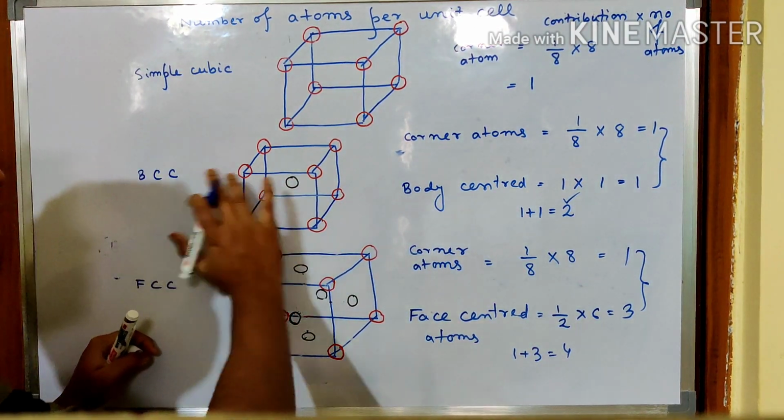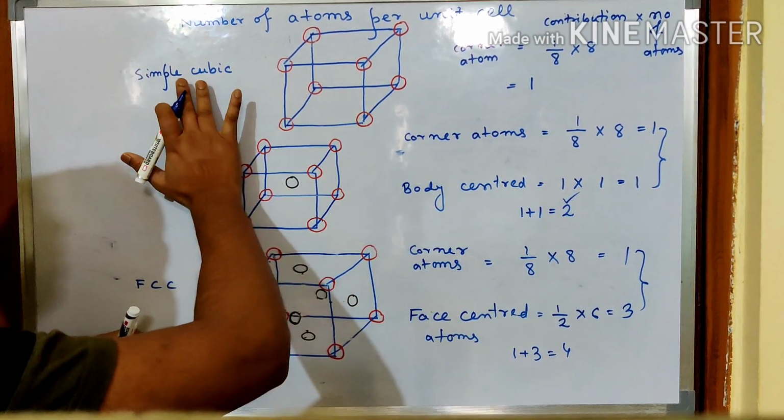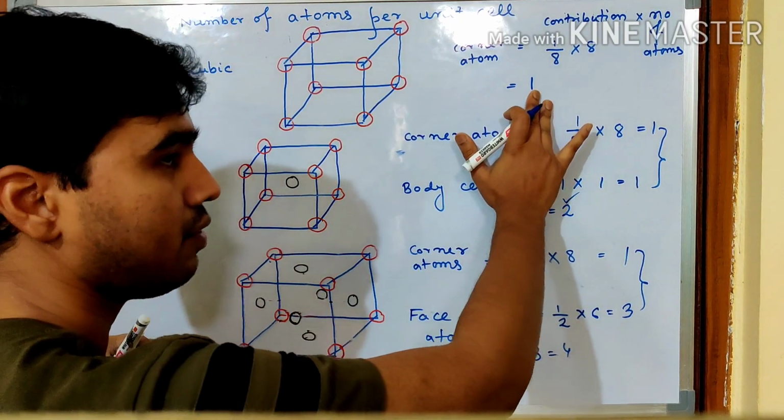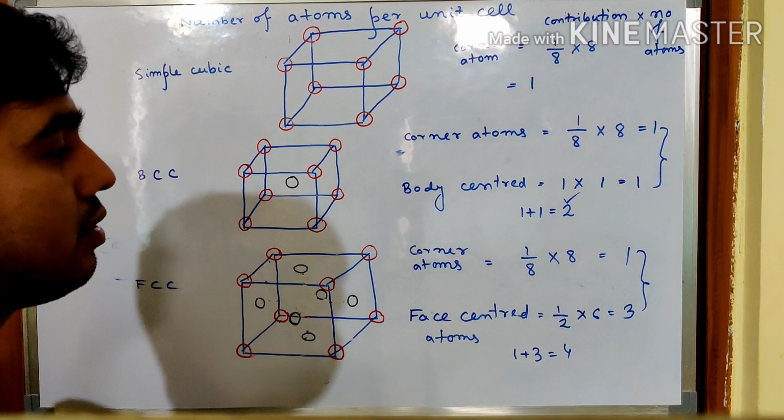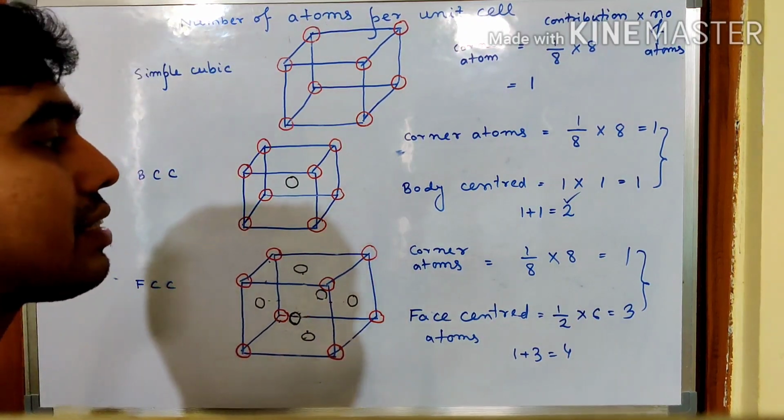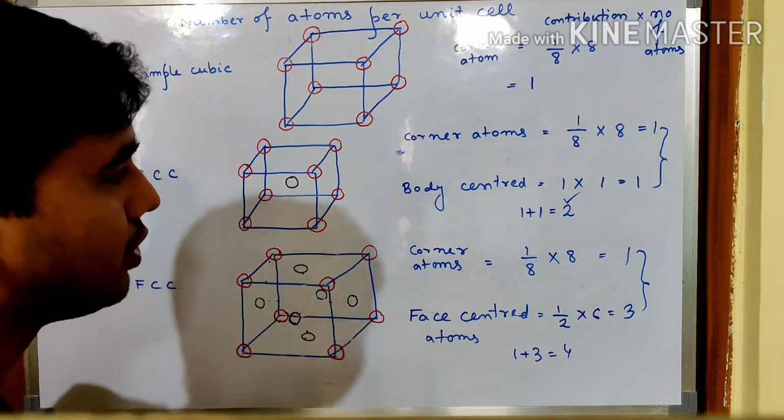So in face centered, there are 4 atoms effectively within, in body centered there are 2 atoms effectively within, and in simple cube there is 1 atom effectively within the unit cell. And this concept will be vital in the next calculations that we do.